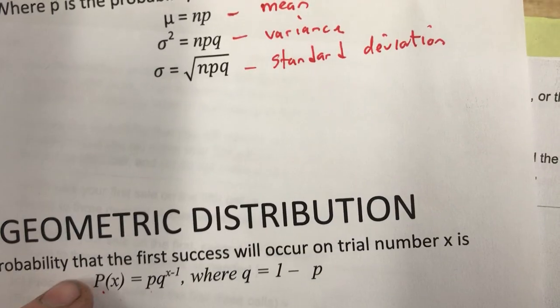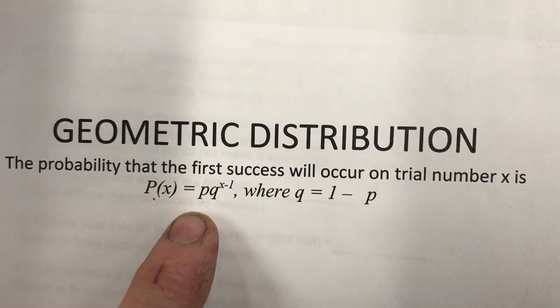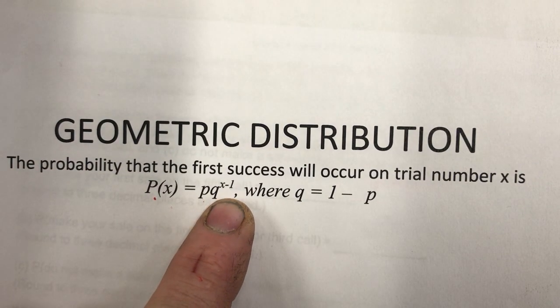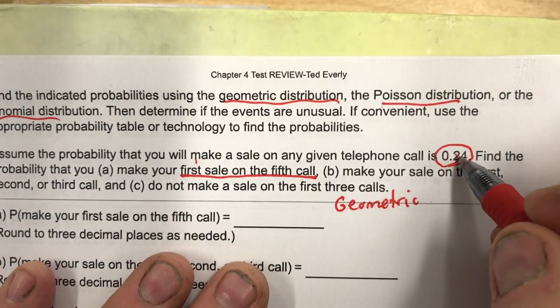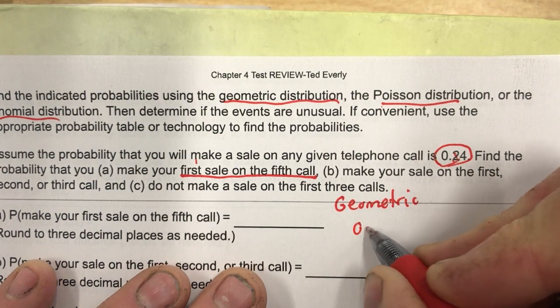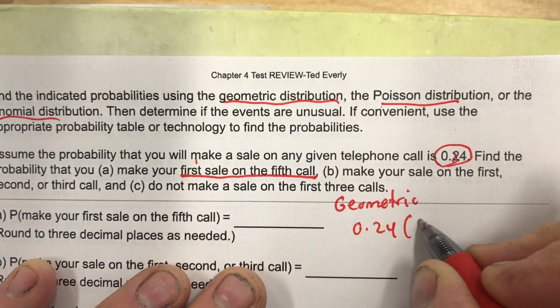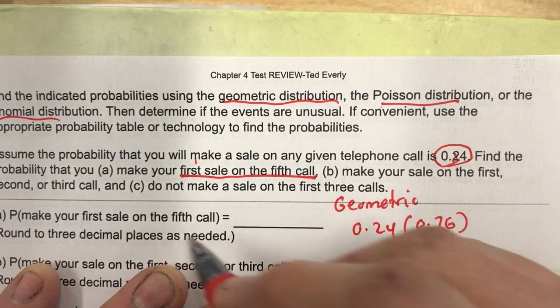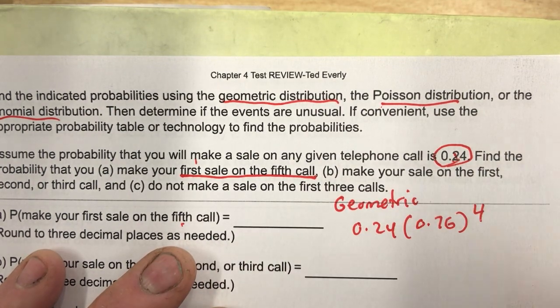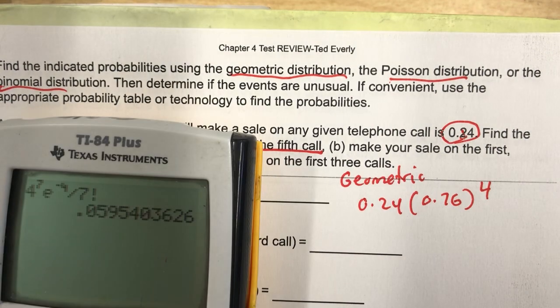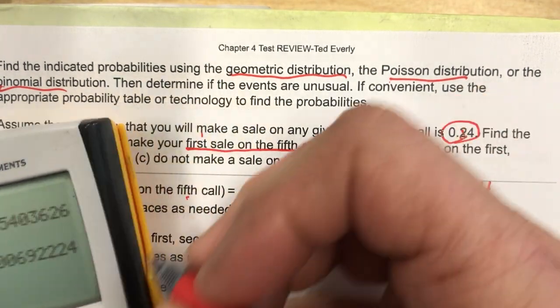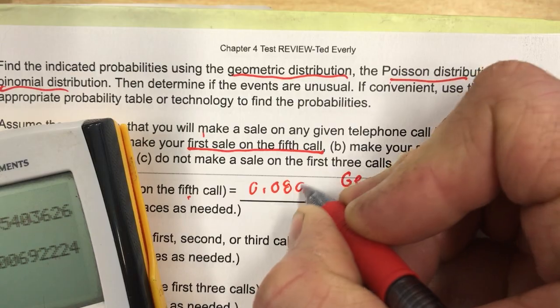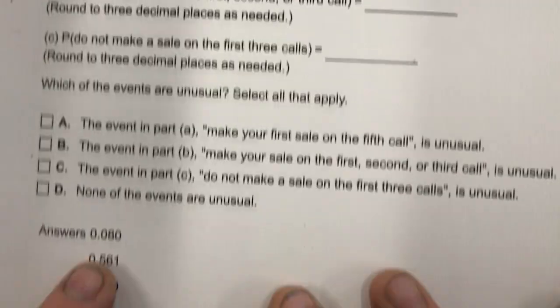All right, so this is geometric right there, where we're going to do P times Q to the x minus 1 power. My P is 0.24, and then 1 minus that is 0.76. Since it's the 5th call, 5 minus 1 would be 4. So 0.24 times 0.76 to the 4 power, and it's 0.0800. And look there, we're good.